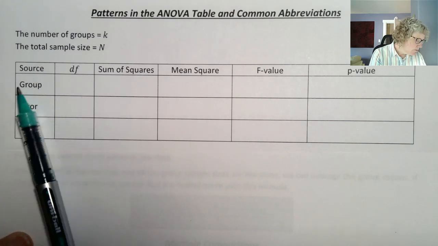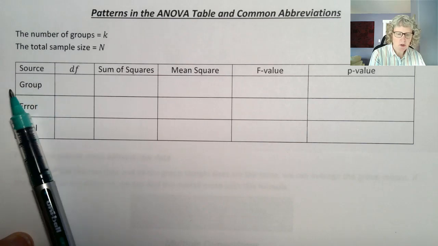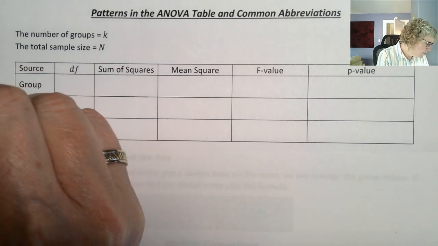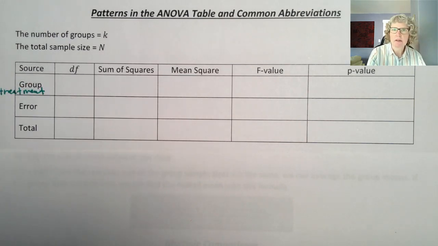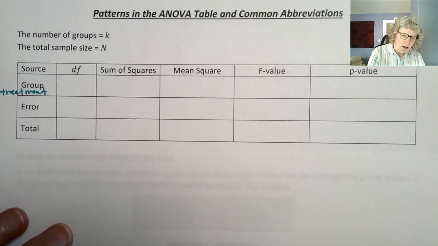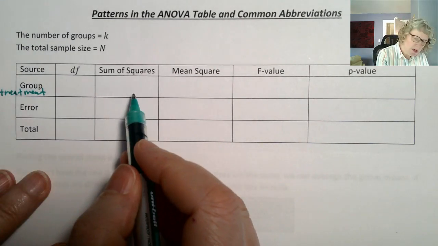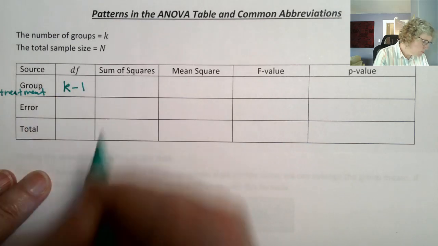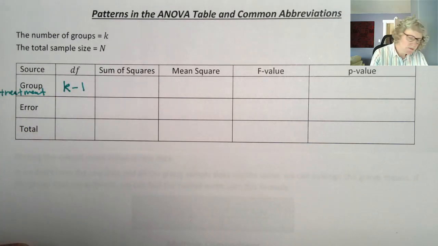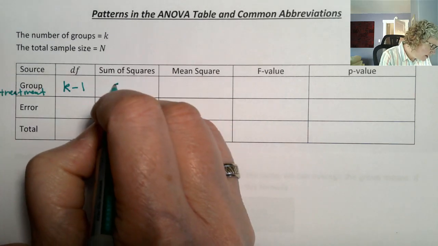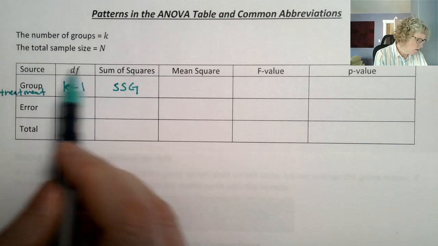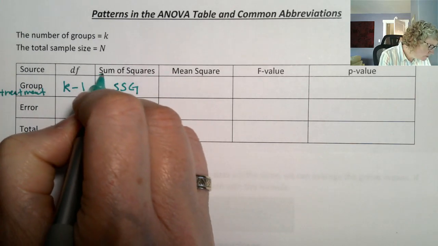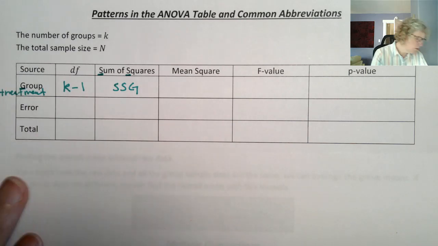And then the first row in StatCrunch anyway is called group, but you might also see treatment in some apps. So for the group, the degrees of freedom is K minus 1, so the number of groups minus 1. And then the sum of squares, that is the SSG. That's the thing we found called the SSG, and that comes from sum of squares group, right? So we're actually getting the letters from here, sum of squares group.